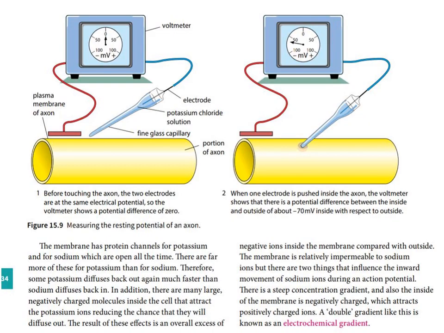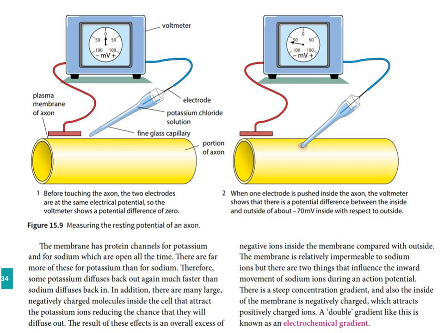Like you can see, we have a fine capillary glass tube with a potassium chloride solution, and when we connect it to the membrane, it shows a voltmeter reading of minus 60 to 70 millivolts, as you can see in diagram 15.9.2. In the second part of this diagram, you can see that the potential difference is now minus 60 to minus 70 millivolts, right? So there are definitely lots of things going on at the membrane surface.